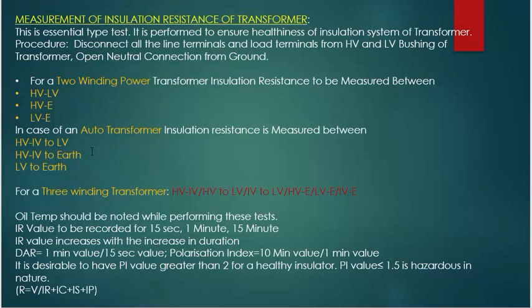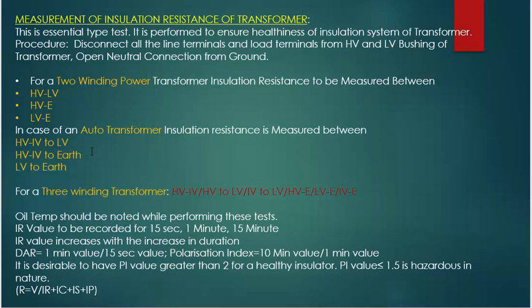For a two winding power transformer where only HV and LV windings are present, insulation resistance is measured between the HV and LV winding, between HV and earth, and between LV and earth. And accordingly, the megger test leads are connected to the HV winding and LV winding, or HV winding and earth, or LV winding and earth. In case of an auto transformer, insulation resistance is measured between HV-IV to LV, HV-IV to earth, and LV to earth.